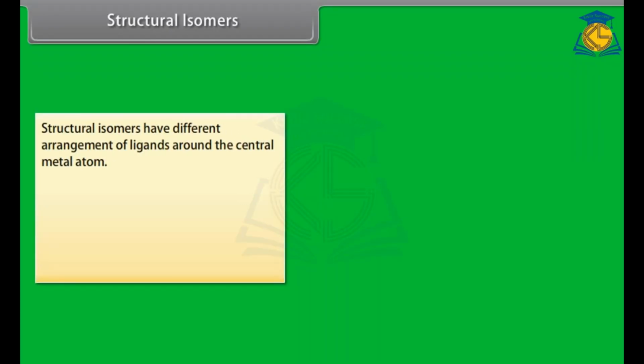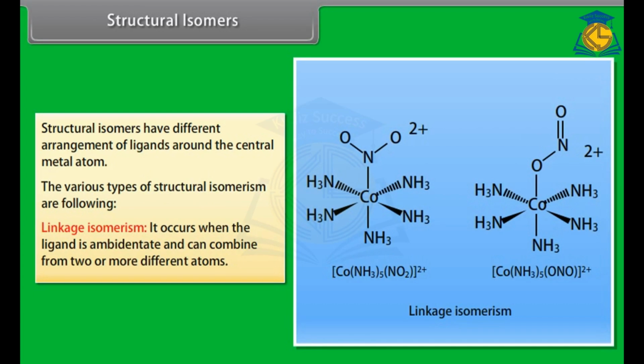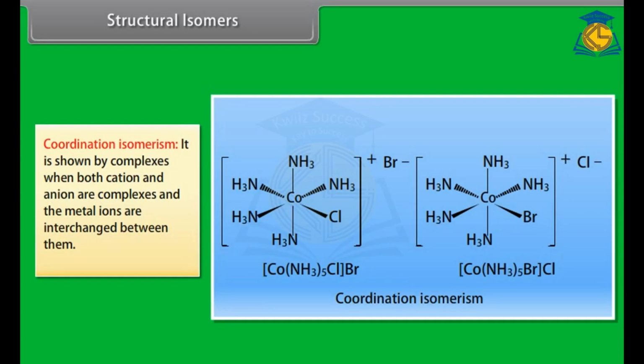Structural isomers. Structural isomers have different arrangement of ligands around the central metal atom. The various types of structural isomerism are following. Linkage isomerism. It occurs when the ligand is ambidentate and can combine from two or more different atoms. Coordination isomerism. It is shown by complexes when both cation and anion are complexes and the metal ions are interchanged between them.